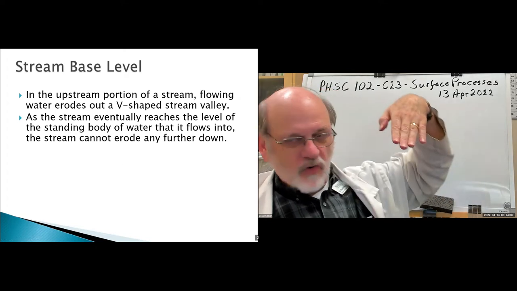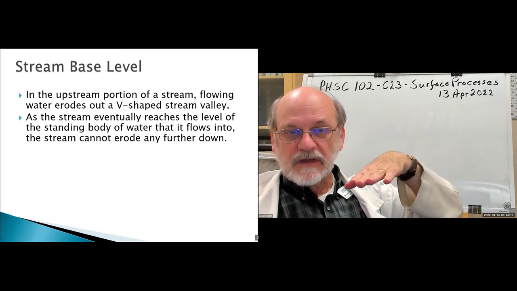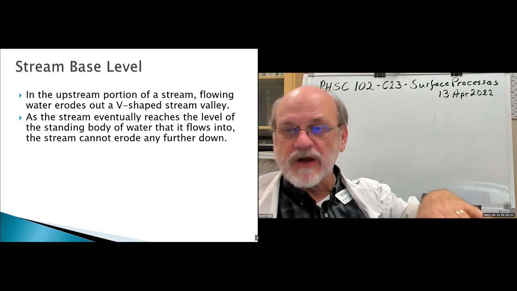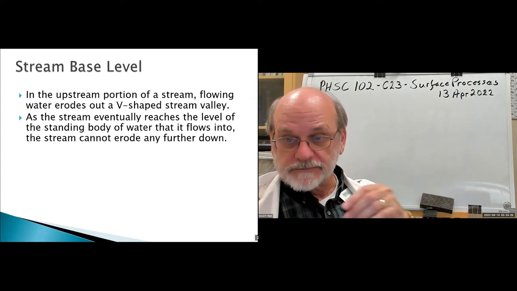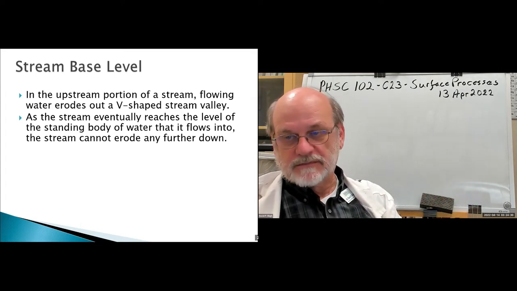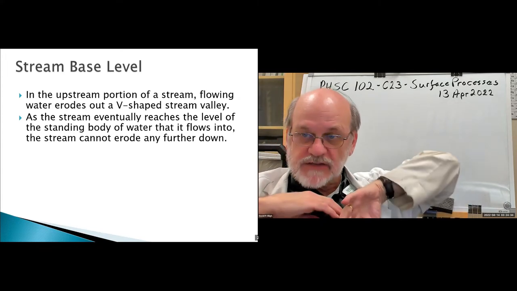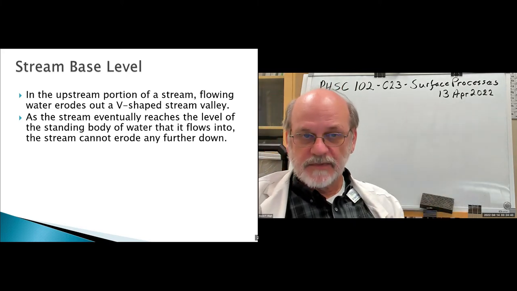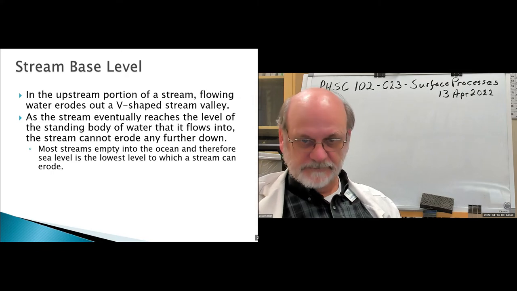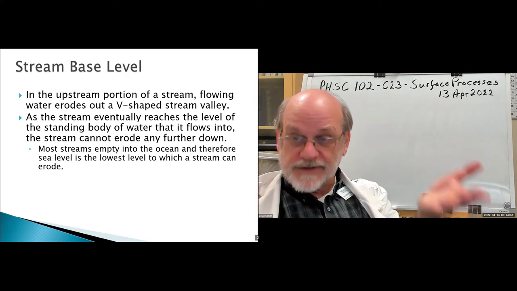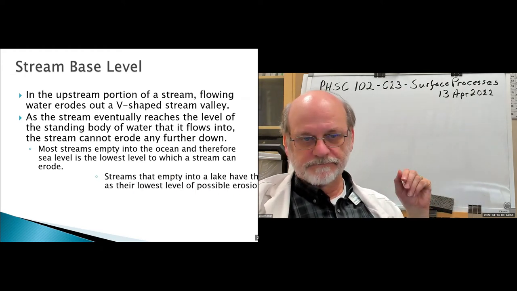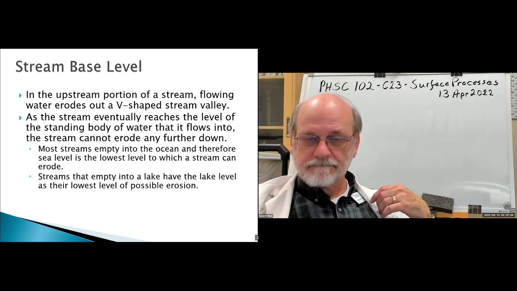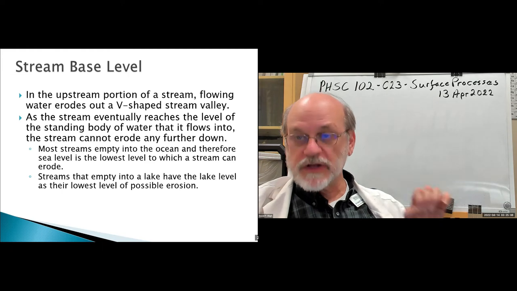Once the stream gradient starts to level out and it reaches the level of any standing body of water, so the stream flows into a standing body of water, like a pond, a lake, or an ocean, it cannot erode any further. It's not moving fast enough, and it's not in contact with the edges or the bottom of the stream. So once it reaches that base level, that's what we call it, the base level, the ocean, then whatever it's physically carrying will drop out. This base level is the level at which the stream cannot erode any further.